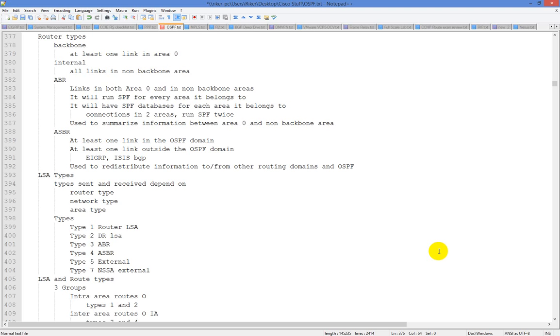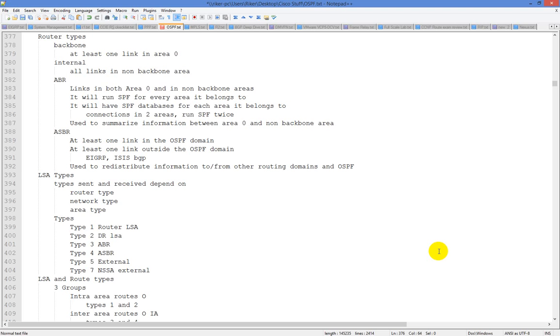If you have one link in area 0 and one link in a non-backbone area, you have an area border router. If you have a router with a link in area 0, a link in a non-backbone area, and another link in a non-OSPF domain, say like the internet or EIGRP or BGP, that is what we like to call an autonomous system boundary router. Technically it doesn't have to have a link in another area. I was just saying that's a possibility. So if you have a router with at least one link in the OSPF domain and one outside it, then that is an ASBR.